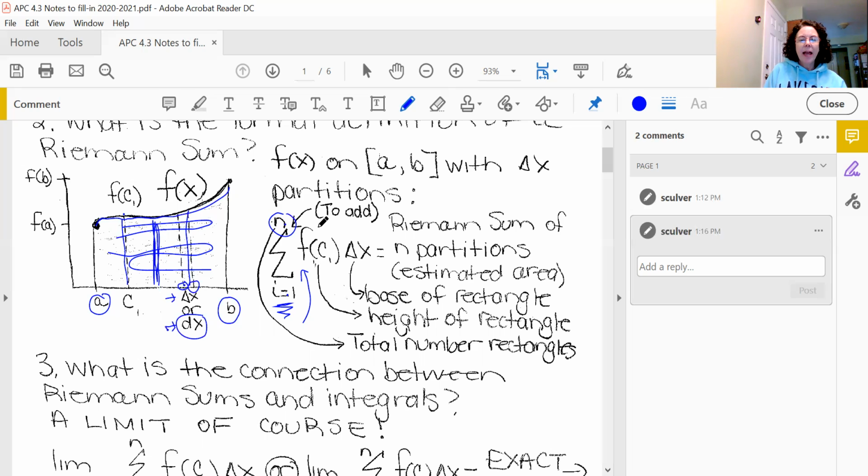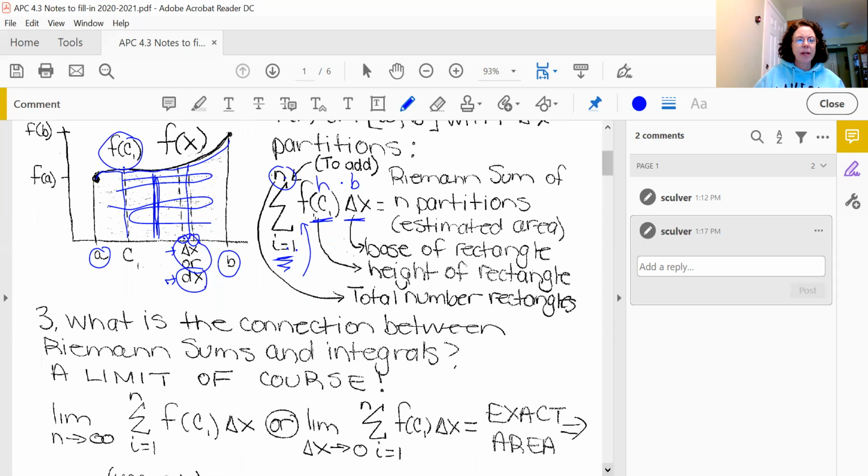Notice that what I have here is a base, right? There's a base right here. And notice I have a height. So this is another good reason why, when I integrate, I have the delta x or the differential of x. This is a height times a base, the area of a rectangle. And I am adding up from 1 to n the number of rectangles. That would give me an estimate of the area or an estimate of the integral.